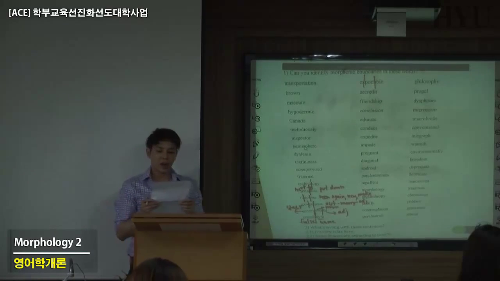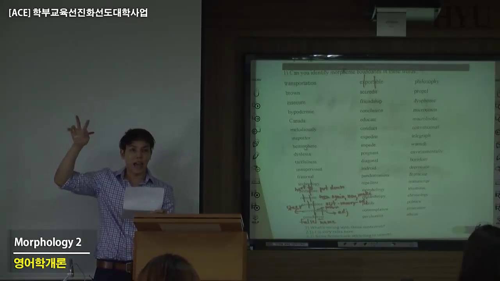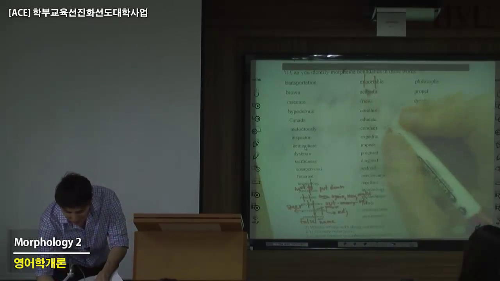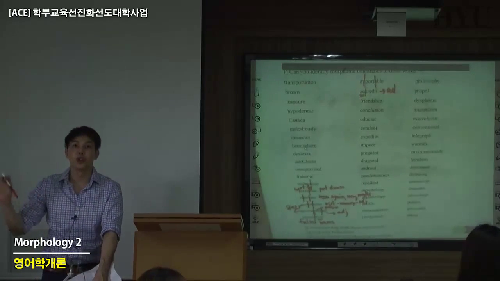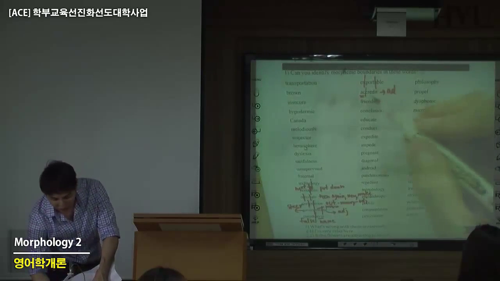Number two, accredit. We have two morphemes, ac and then credit. Ac here is the same as ad, meaning to, and credit is believe.